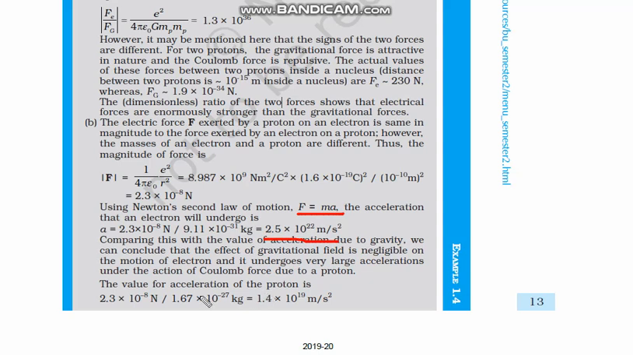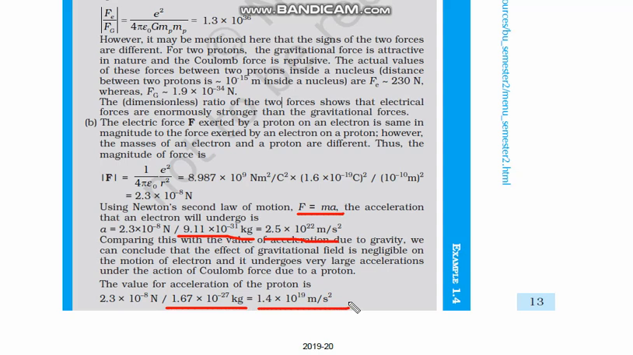Again, for the proton, the force remains the same, only the direction reverses. That will not change the magnitude of this force, only the direction will change, and it is divided by the mass of the proton. Last time we took the mass of the electron, this time the mass of the proton. So this comes out at 1.4 into 10 to power 19 meter per second square. This is again huge.